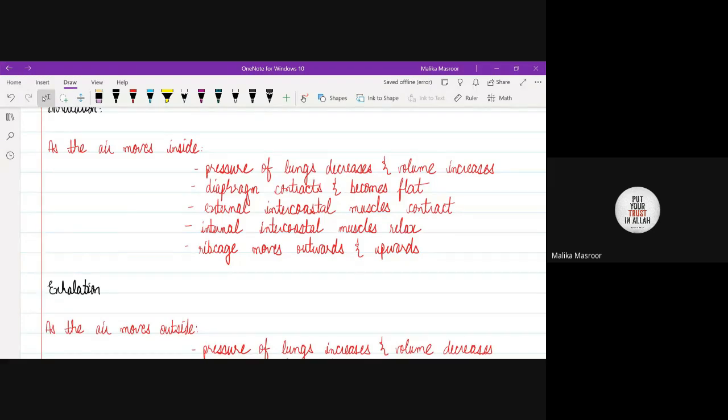Now try breathing in while I explain it again. Pressure of lungs decreases. Obviously, when you're breathing in, pressure will decrease, volume will increase because they will expand. Diaphragm contracts and becomes flat. External intercostal muscles contract, internal intercostal muscles will relax. Rib cage moves outwards and upwards. Can you relate with this? Is this clear?